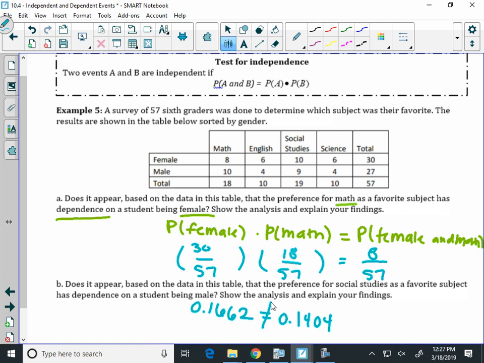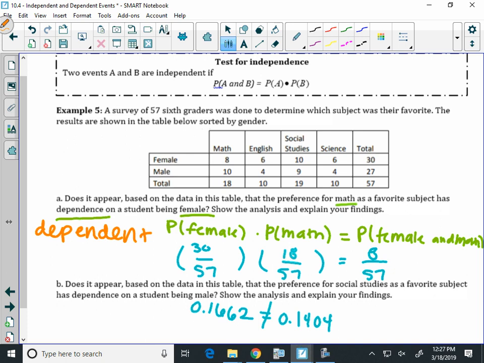They're dependent. When you do not get the same answer on both sides, these two events are dependent, and your work shows that. So you don't have to write an explanation. As long as you show this math, and you show that they don't equal, and you put dependent, that covers it. Okay?